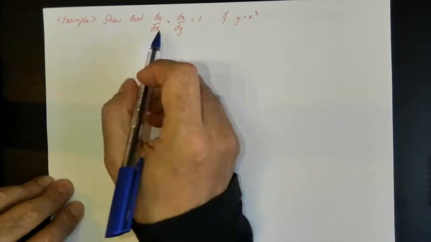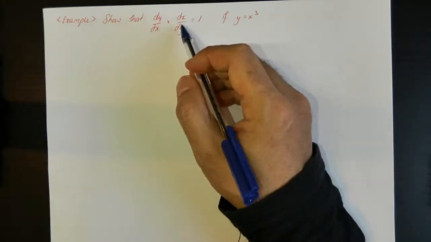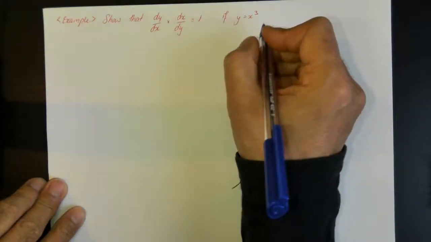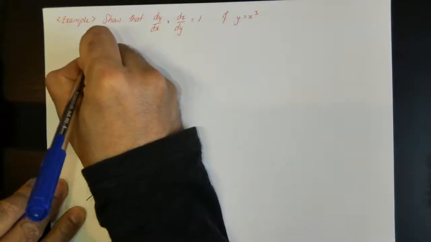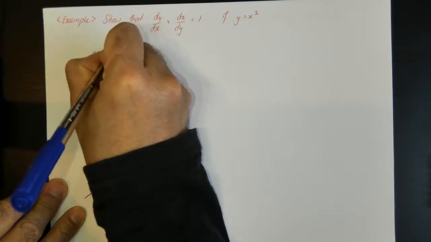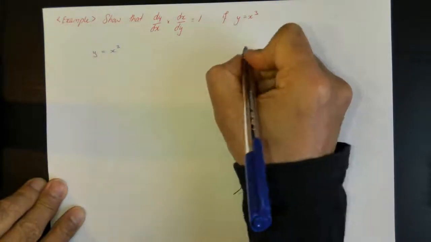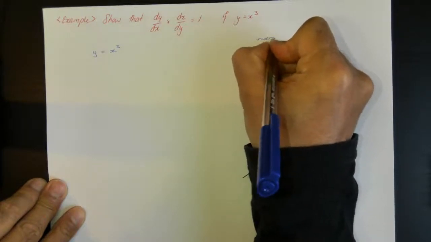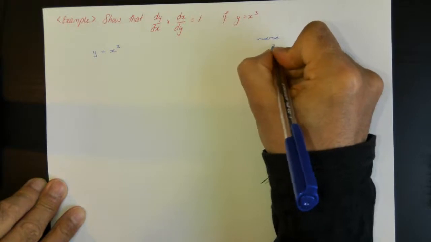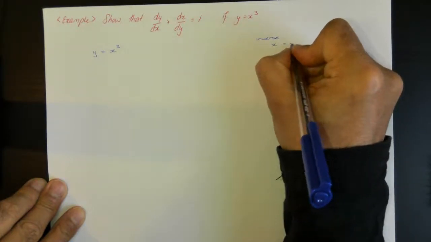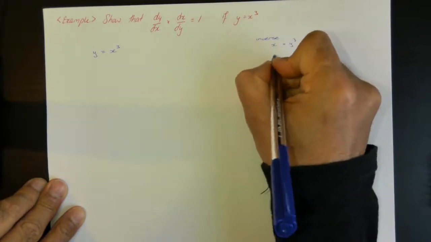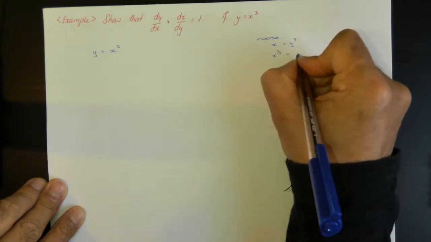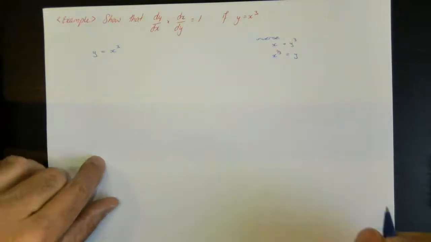Alright, so we want to show that dy over dx times dx over dy equals 1. Okay. So y equals x cubed, right? If I wanted to find the inverse, we get x equals y to the power of 3. So x to the power of a third, or the cube root, equals y.